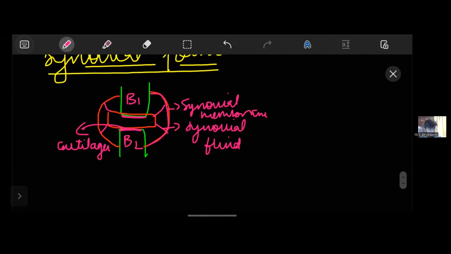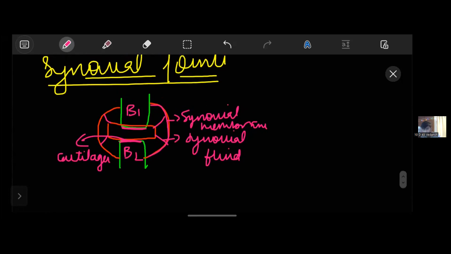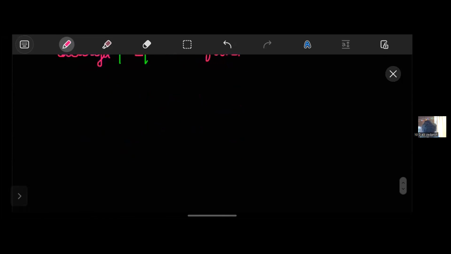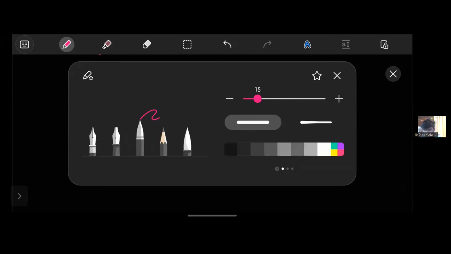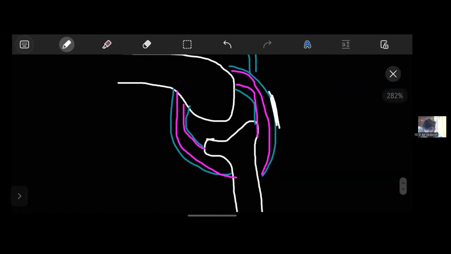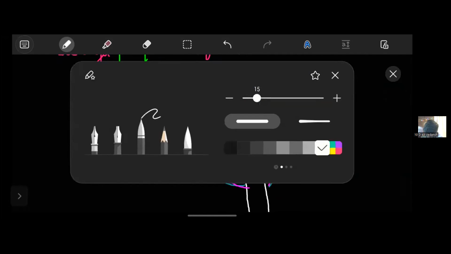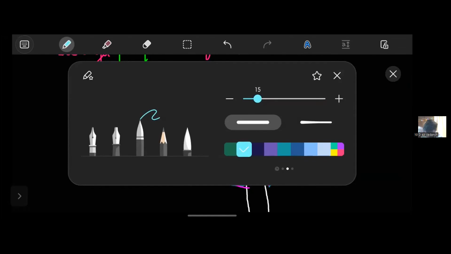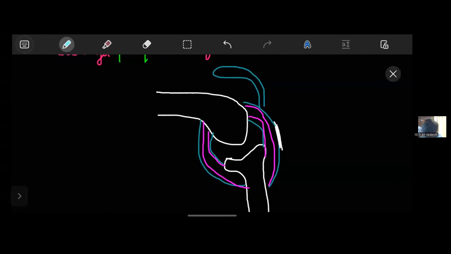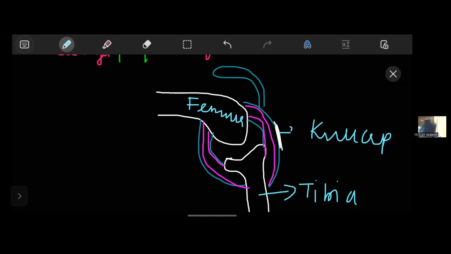Now, where are these synovial joints found? They are found in the knee. Let me show you a knee joint. It is very fascinating. So let me draw a knee joint first of all. I am done drawing the diagram. Let us now look at it in detail. So we have over here the femur. Then we have the tibia. Then you have the knee cap or the patella.